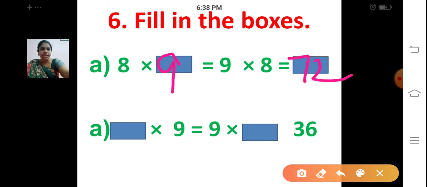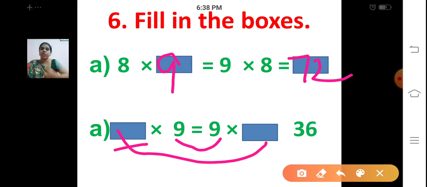Second sum, just see. With 9 what number should we multiply? Both numbers we don't know. So what should we do now? With 9 what number should we multiply so that we get the answer as 36? 9 fours are 36 or else 4 nines are 36, isn't it? So I'm writing 4. 4 into 9 is equal to, just write 4 in the first box, and in the second box also 4 will come. 9 into 4. 9 fours are 36. 4 nines are also 36.